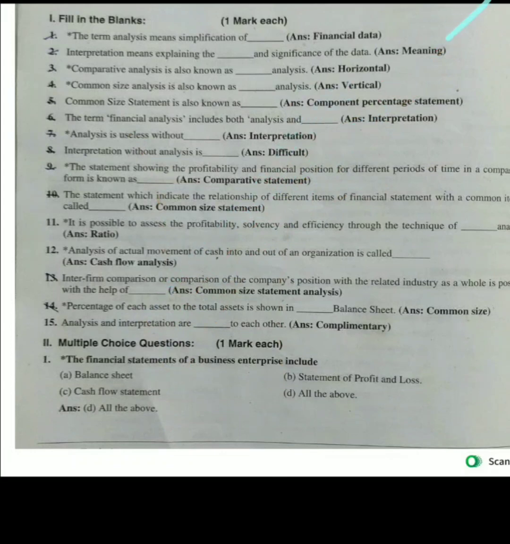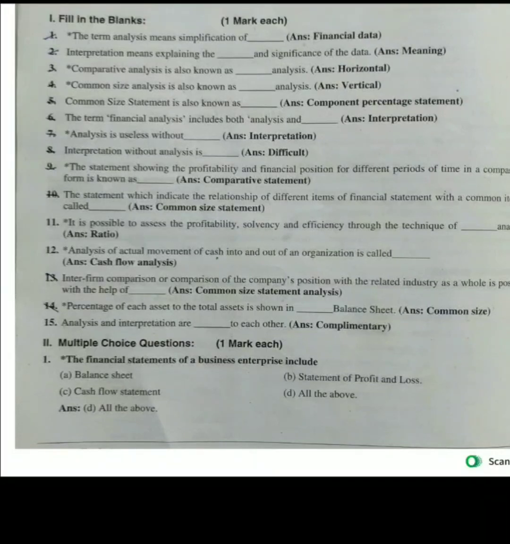The fourth question is regarding the common size analysis. Common size analysis is called a vertical analysis because it refers to the analysis of specific line items in relation to the base items within the same financial period. On those reasons, this common size statement is called a vertical analysis.